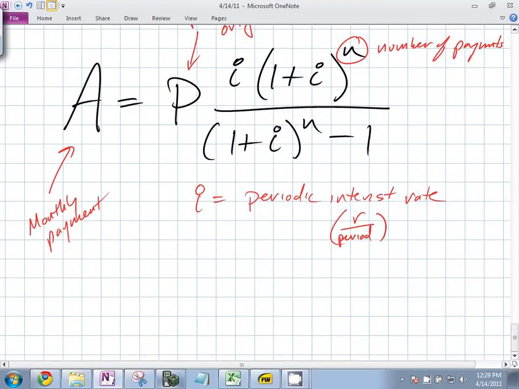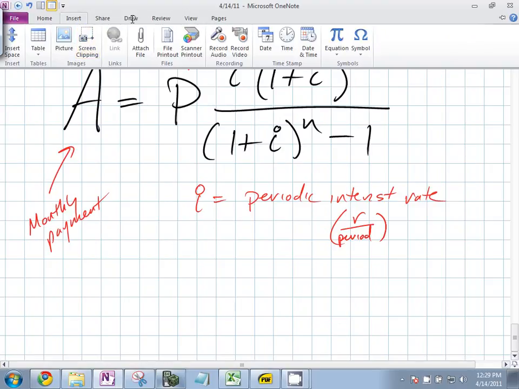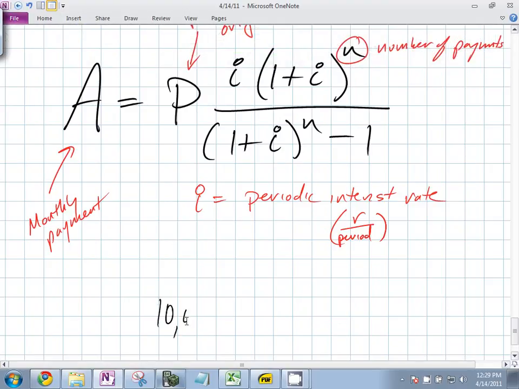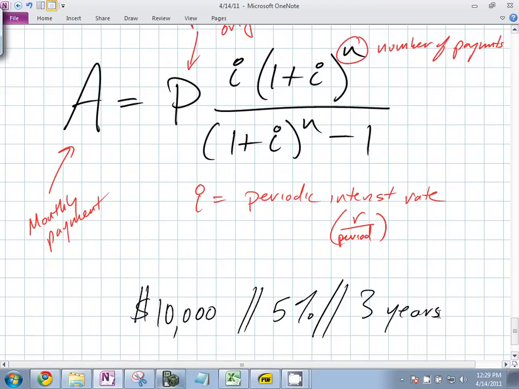So what practical situations can this be used in? Let's just do one. How much is our car going to cost? $10,000? What's the interest rate going to be per year? 5%? How long is the loan going to be for? 3 years. So I could ask you the question, how much do you need to pay per month to satisfy this loan?